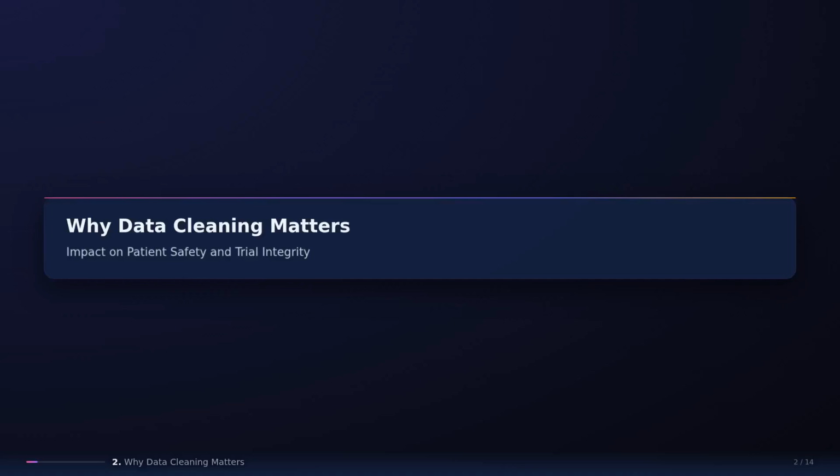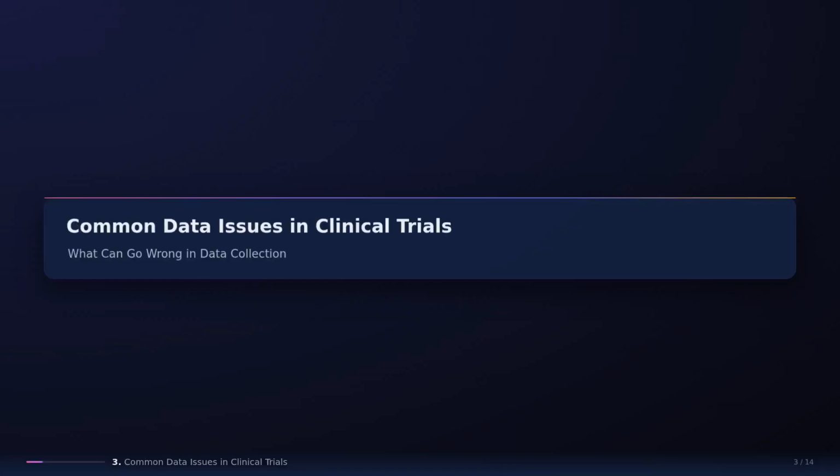Poor data quality is a common finding during regulatory inspections and can lead to clinical holds or rejection of marketing applications. Beyond compliance, clean data enables faster study closeout, more efficient statistical analysis, and greater confidence in the results that ultimately guide medical practice. Clinical trial data can suffer from many types of errors.